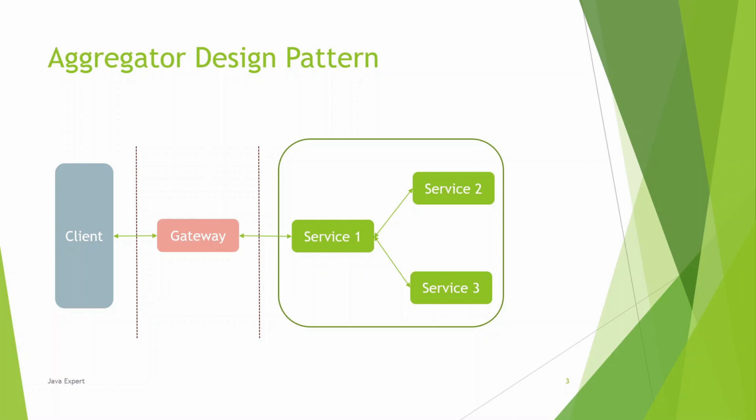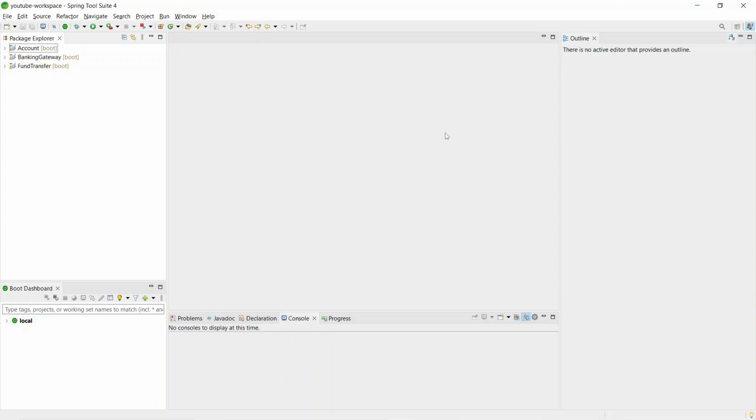Right, now we are getting to the coding part. We will now explore this aggregator design pattern in the practical world. We already created the account and fund transfer services and tested them in our previous video. In our previous video, we also created our Spring API gateway and tested with that. If you are not aware of how to create simple microservices using Spring Boot, please go through our previous videos.